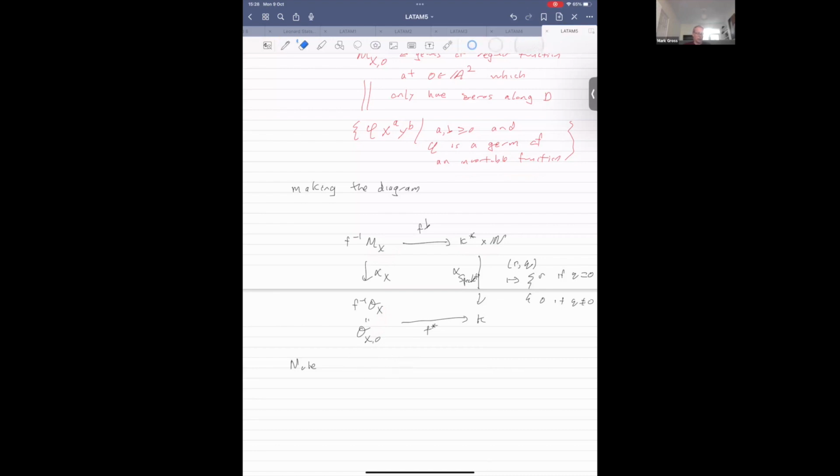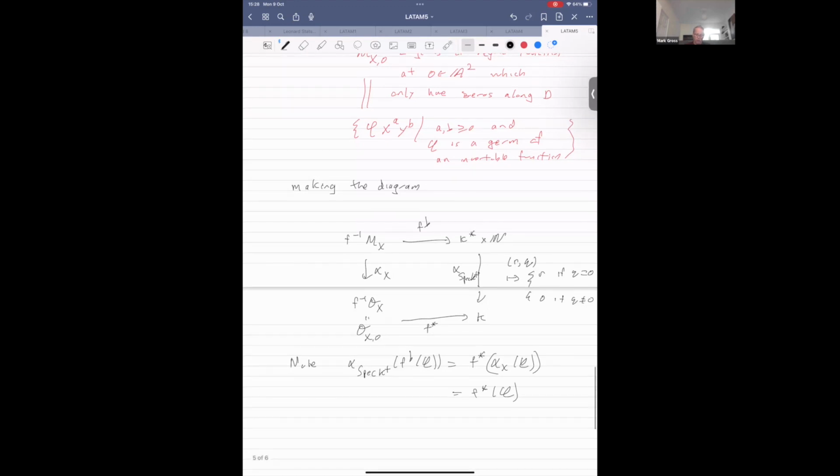So I can use commutativity here. Alpha spec k dagger of f flat of phi is the same thing as f star of alpha x of phi. Alpha x is just inclusion, so that's f star of phi, thinking now phi is just a regular function on X. And this map here is just evaluation at 0. So that gives us 5, 0.